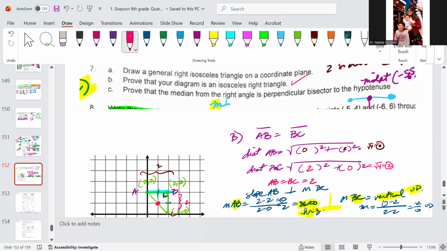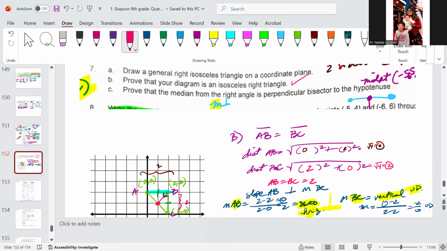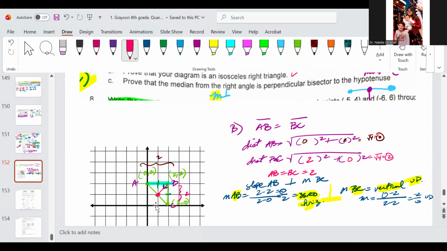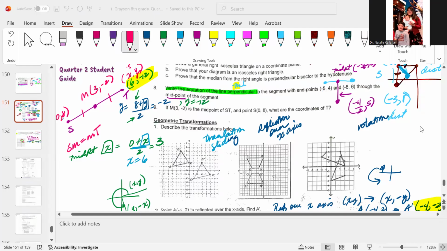The median from the right angle, which I don't even know what it's talking about. I don't remember the question that we did last time. Not sure. Now this part right here, correct? We're going to find the equation of this line that's perpendicular to the two endpoints, right? And the two endpoints are negative 5, 4 and negative 6, 6, correct?